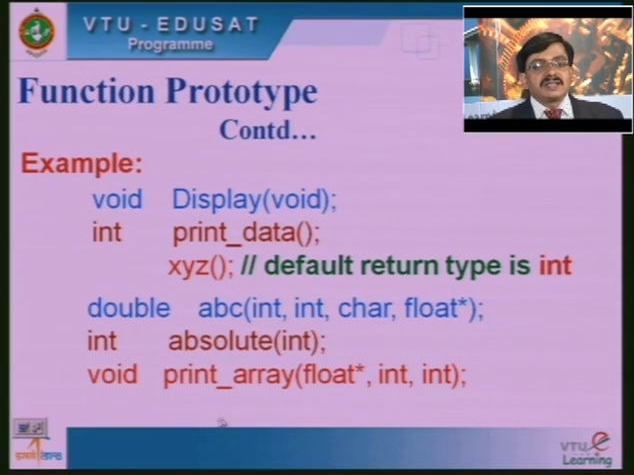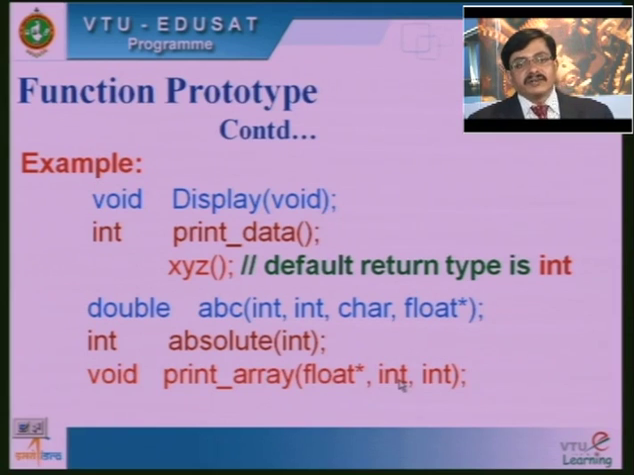Another example is print_array, which is the name of a function taking a pointer to float and 2 integers as arguments. Altogether it is taking 3 parameters: one is a pointer to float, the second one is an integer, and the third one is also of type integer. These are the parameters print_array is taking, and the return type of the function print_array is void. Means what? This particular function is not returning any valid data.